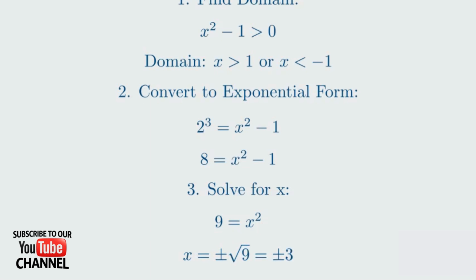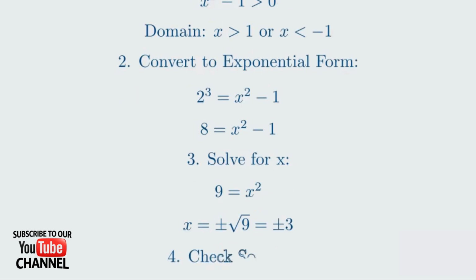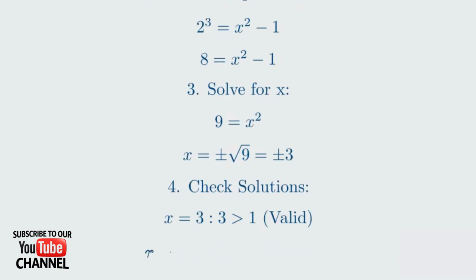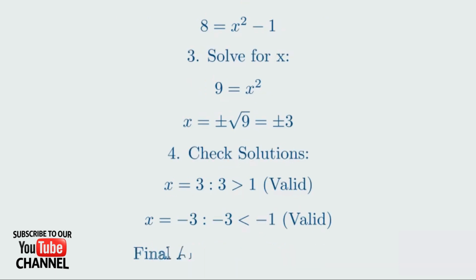Finally, we checked our solutions against the domain we found in the very first step. We verified that both x equals 3 and x equals -3 satisfied the domain condition. Since they both fit, both are valid solutions. Our final answer is that the real values of x that solve this equation are 3 and -3.